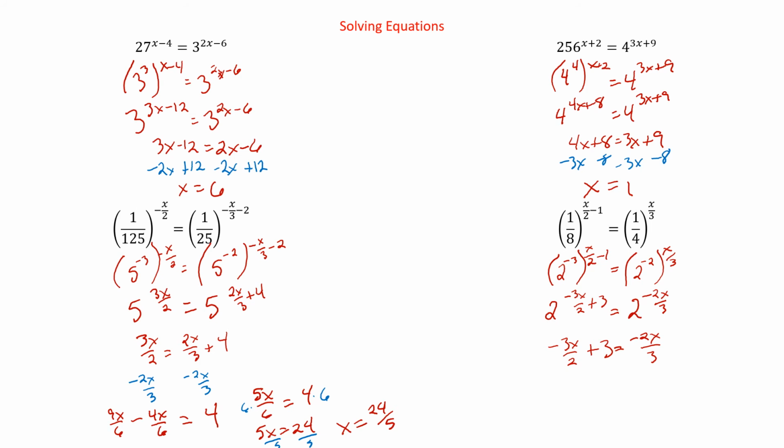Let's move the variables all to the same side, because all the numbers are already right here. So we'll have 3 equals. We'll need a common denominator. So a 6, so times 2, so we have negative 4x over 6, and times 3 plus 9x over 6. We add those. We'll have 3 equals 5x over 6.